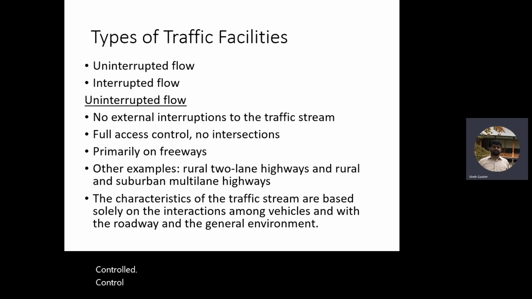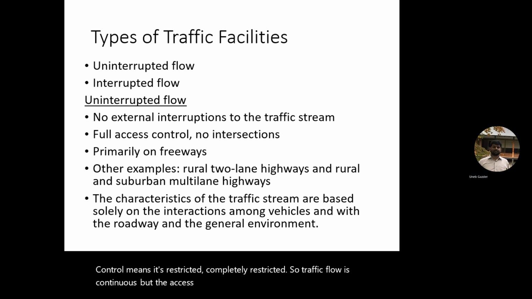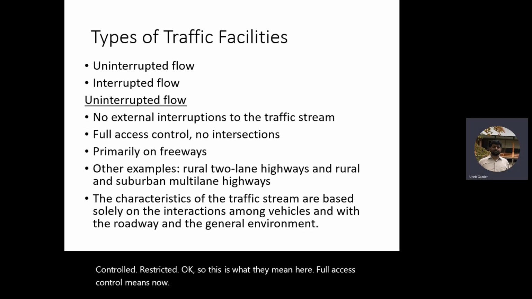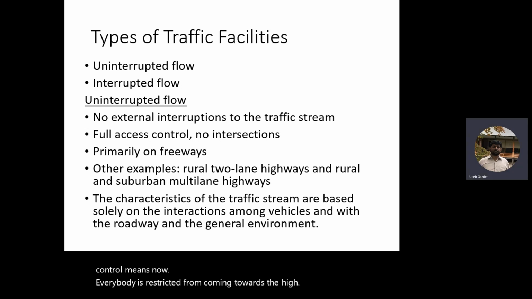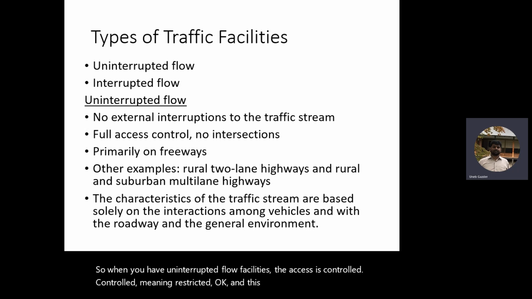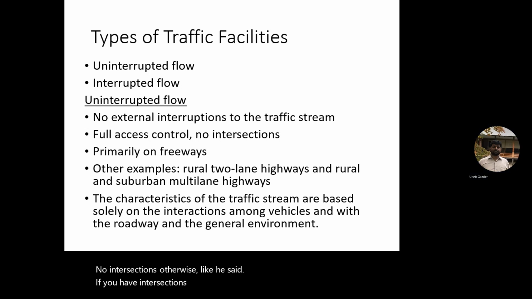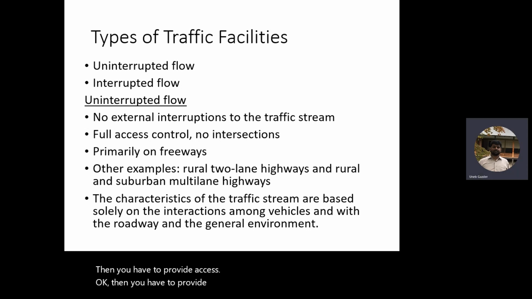Control means it's restricted, completely restricted. So traffic flow is continuous, but the access is controlled, restricted. Okay, so this is what they mean here. Full access control means now everybody is restricted from coming towards the highway. Okay, so when you have uninterrupted flow facilities, the access is controlled. Controlled meaning restricted. Okay, and this can only happen when you have no intersections. Otherwise, like he said, if you have intersections, then you have to provide access. Okay, then you have to provide interruption. If you don't provide interruption, then there will be accidents.